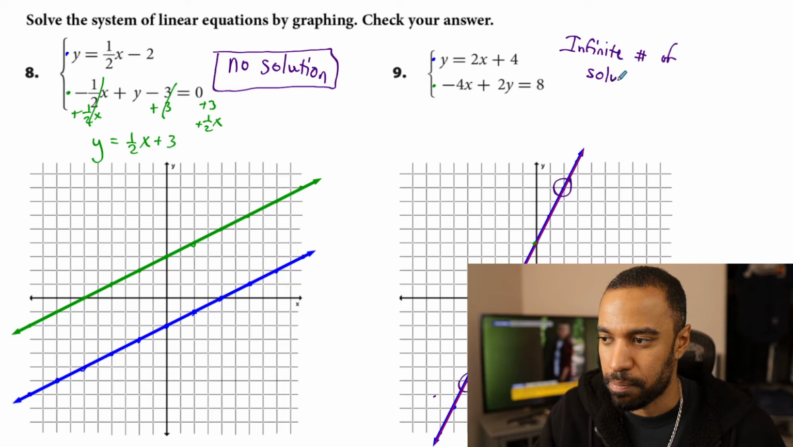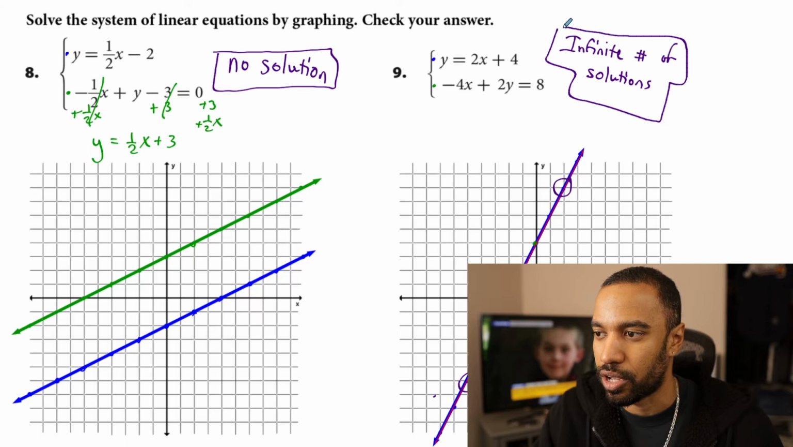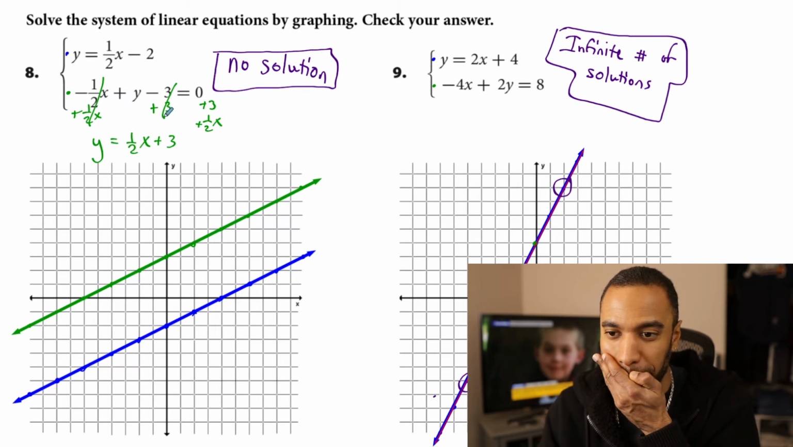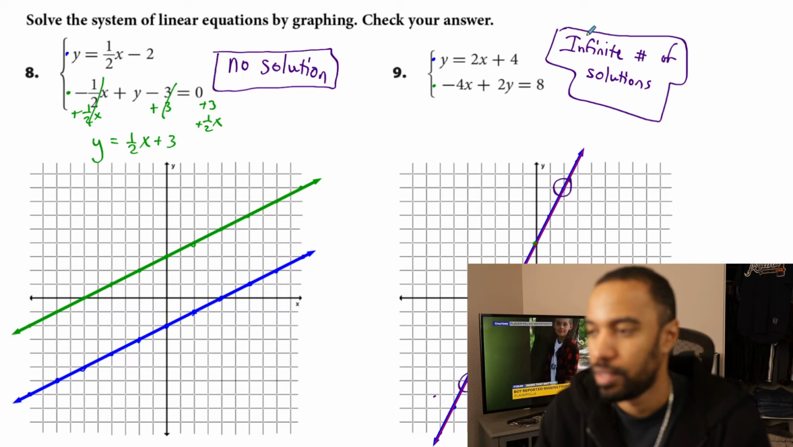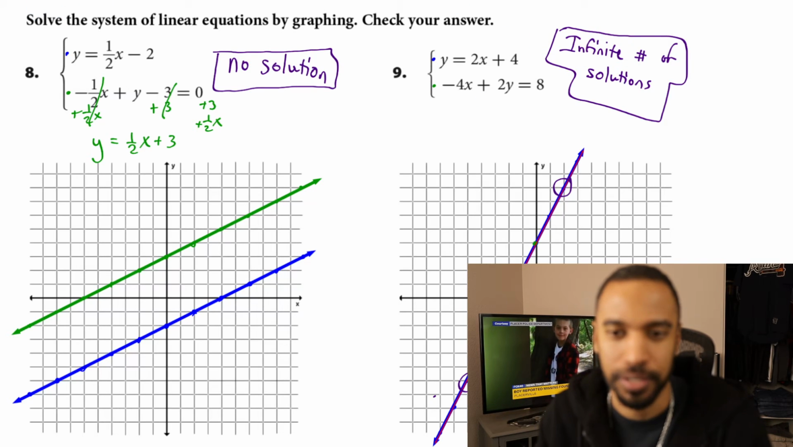Again, this is what's called a dependent system. The one answer ones are called an independent system. And then the no solution ones are called an inconsistent system. This is very consistent, as you can tell.